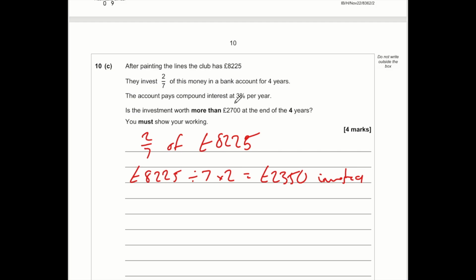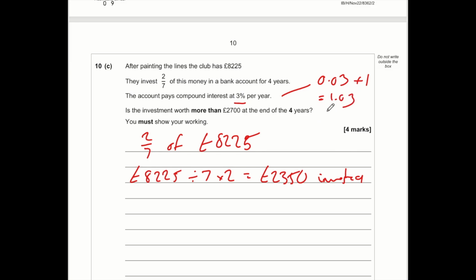Okay, and it's getting 3% per year, so we need to increase this by 3%. So the multiplier for 3% is this figure here divided by 100, 0.03. But this is the multiplier as if we were working out 3% of a total. We don't want to work out 3%, we want to increase by 3%. So we need to add 1 for the increase multiplier.